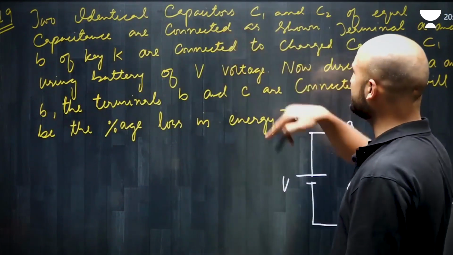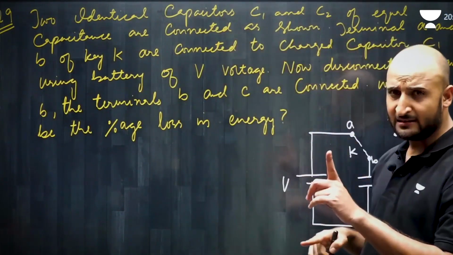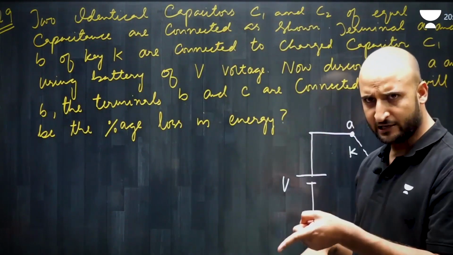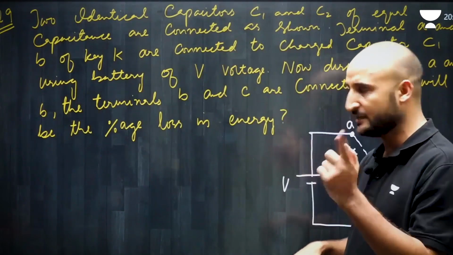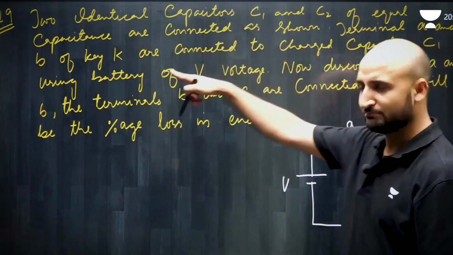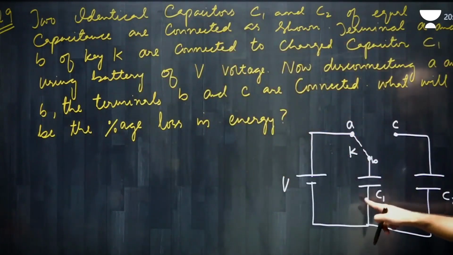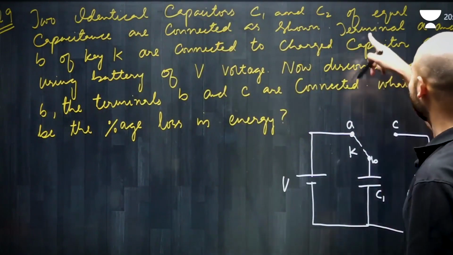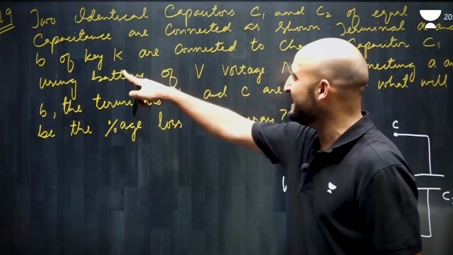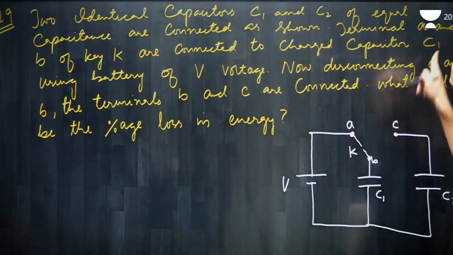Two identical capacitors C1 and C2. Mind it, C1 and C2 are identical. Means I can keep them both as C. Of equal capacitance, connected as shown. Okay, this is C1, C2. I call them as C and C. Terminals A and B of key are connected to charged capacitor C1.